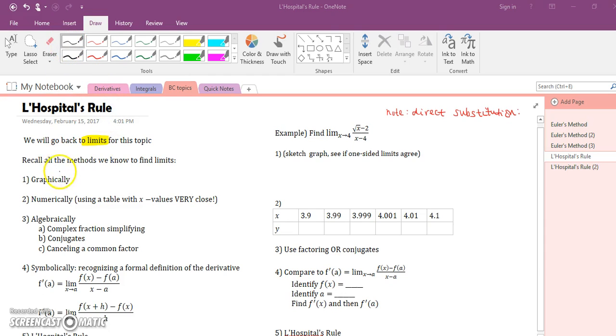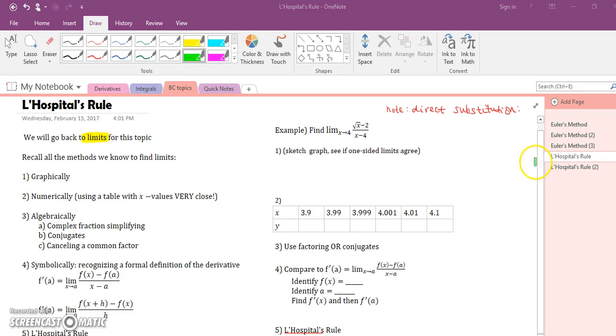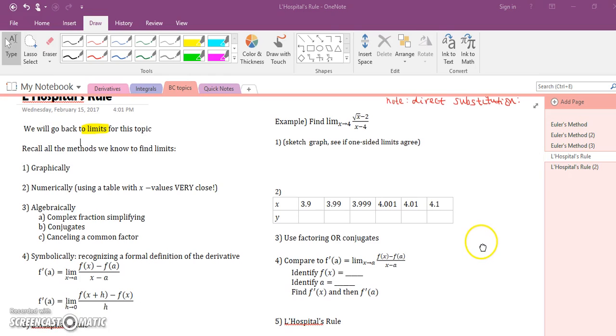And before we add on L'Hopital's rule to the limit things we know, let's review the things that we know with limits. First of all, whenever we found limits, the very first way that we found limits was graphically. So you went to a graph, you used your one-sided limits, you made sure the one-sided limits were the same. If so, the limit existed. We also were able to find limits numerically, and doing it numerically, we made tables, and we chose values very, very close to the x value that we were approaching from either side.